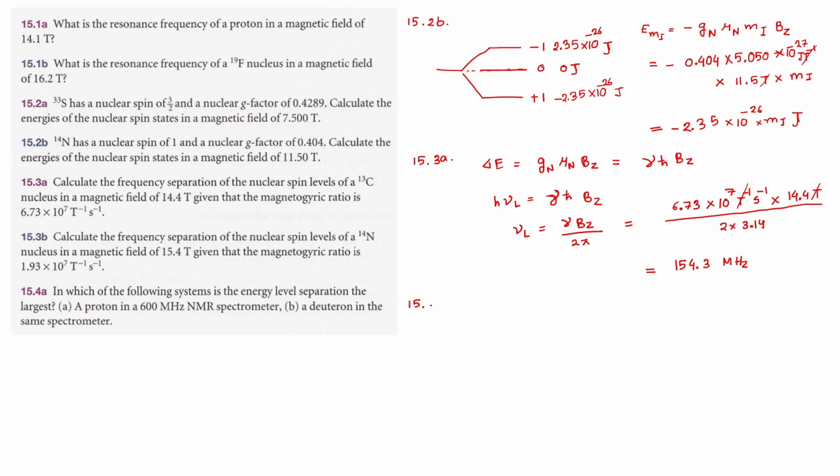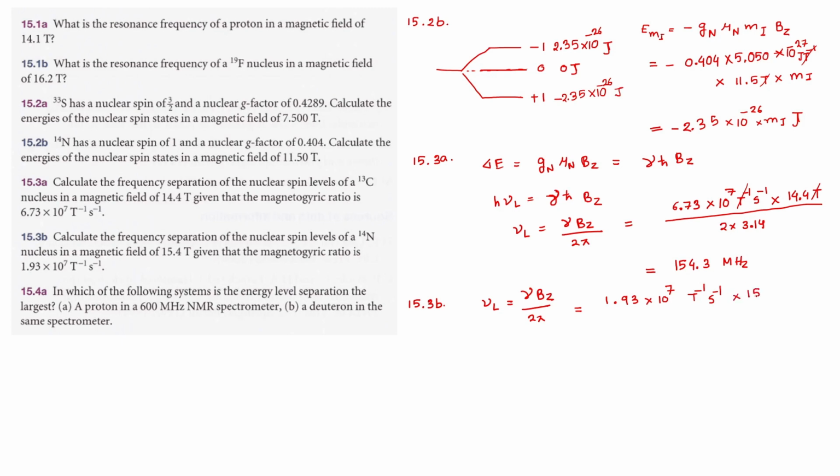Now let us solve 15.3b. Calculate the frequency of separation of the nuclear spin levels of a 14N nucleus with the magnetic field given. Again the magnetogyric ratio is there, so you'll use the same formula. The nu L is gamma Bz by 2 pi. Now the nucleus has changed, so it is the same, but the value of the magnetogyric ratio has changed. In some books it is given as gyromagnetic ratio, some as magnetogyric ratio. Both are the same actually.